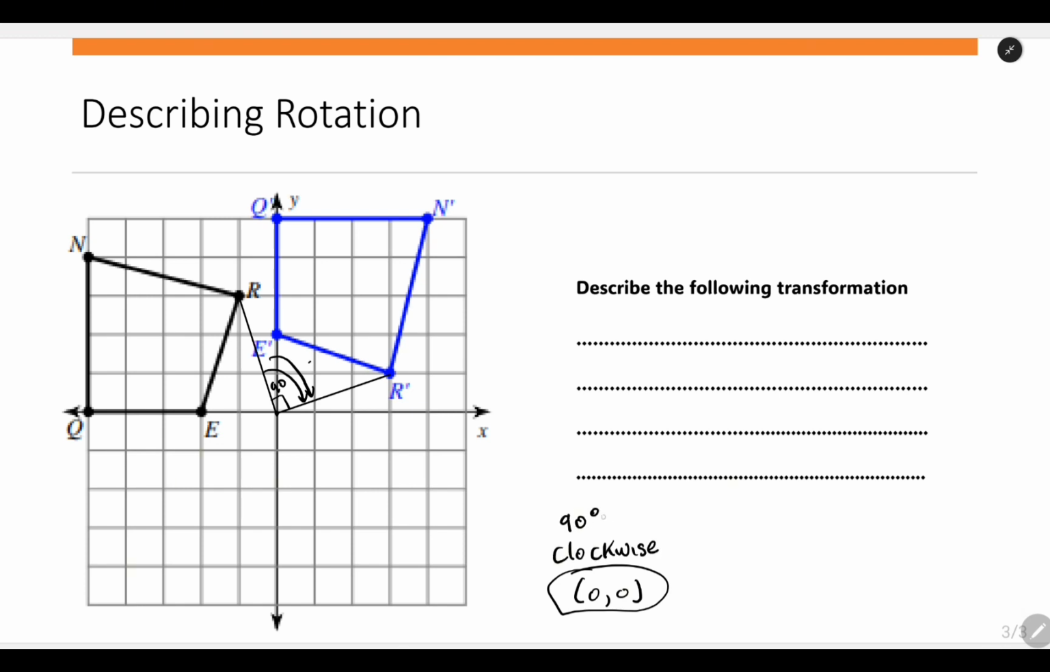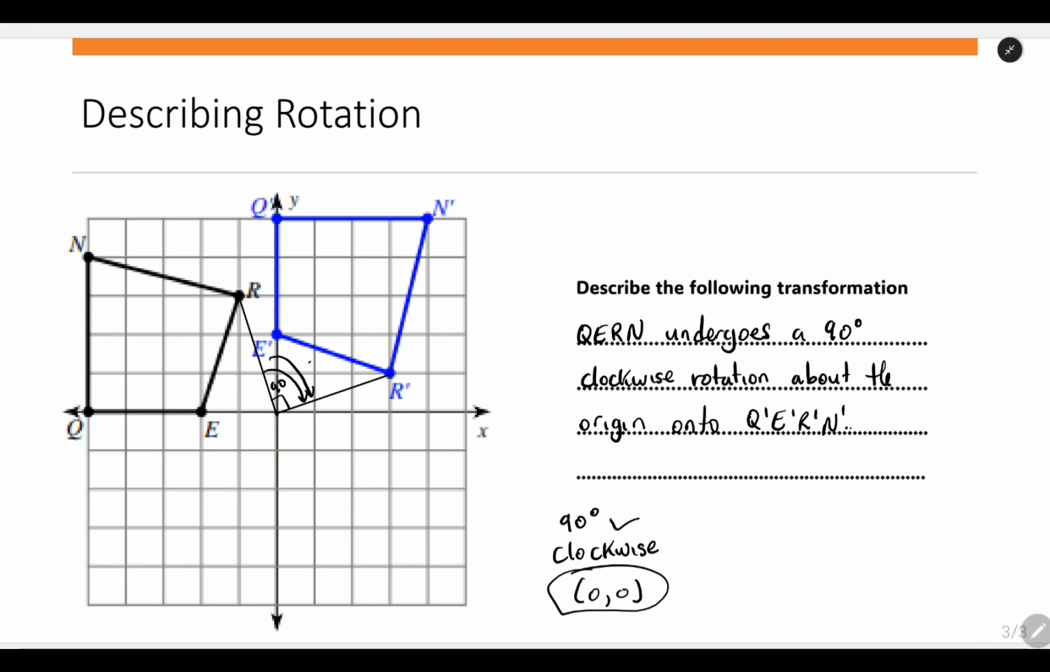and it's 90 degrees. So to describe this transformation, we can say QERN undergoes a 90 degrees clockwise rotation about the origin onto Q prime, E prime, R prime, N prime. And that is how you describe a rotation. 3 ingredients: the number of degrees, whether it's clockwise or anti-clockwise, and the center of rotation. Most times it's the origin, which is 0, 0.